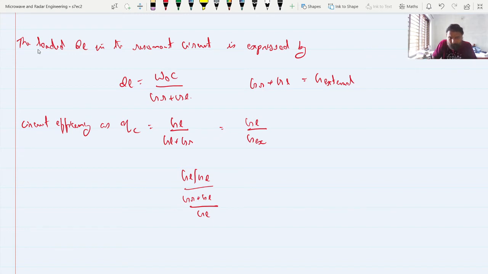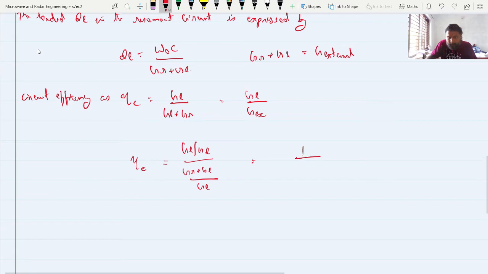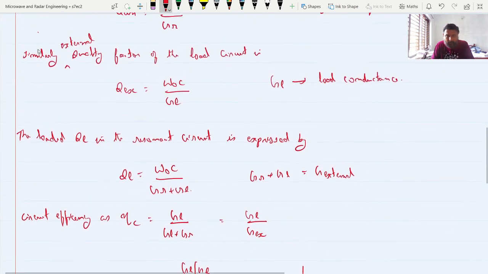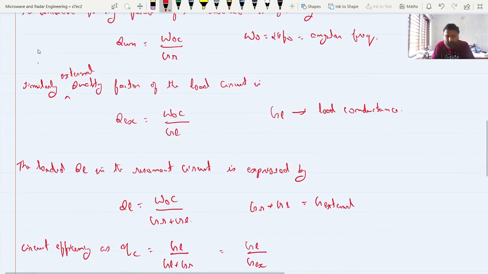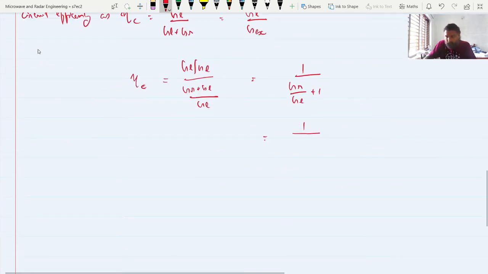Okay, eta c. So that becomes 1 by GR by GL plus 1. GR by GL I can write as 1 by... anyway, GR you already know is nothing but omega naught c by Qn. Similarly GL is nothing but omega naught c by Qx. So it is 1 by omega naught c by Qn divided by omega naught c by Q external, plus 1.